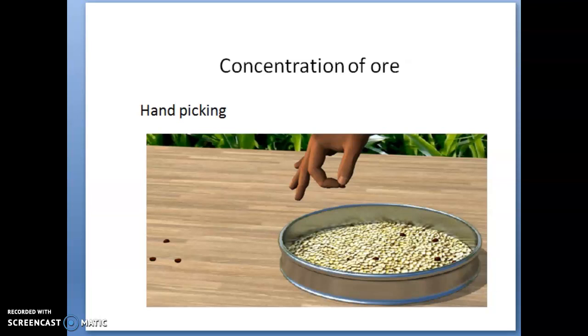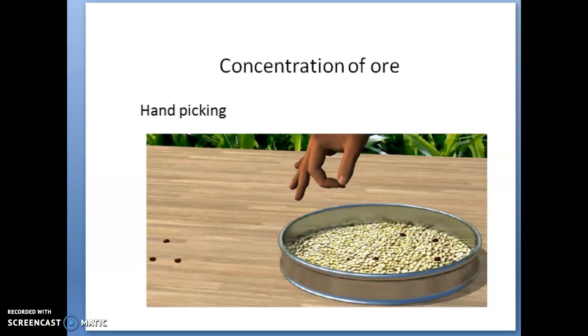Okay, in this video we are going to understand more about the methods used for the concentration of the ore. The first one is hand picking. We already told that hand picking is nothing but grinding the ore material using a hammer, and from that we have to collect the gangue material, that is rocky type material.